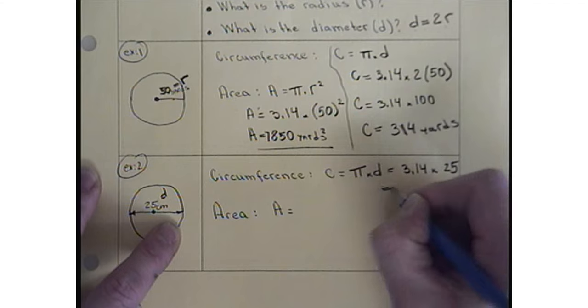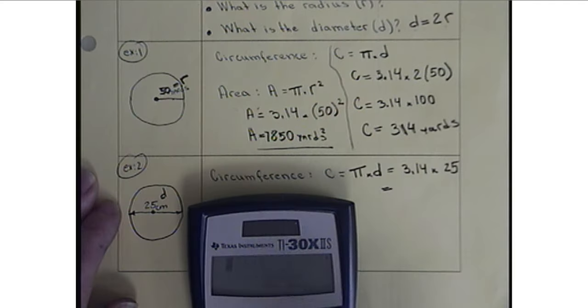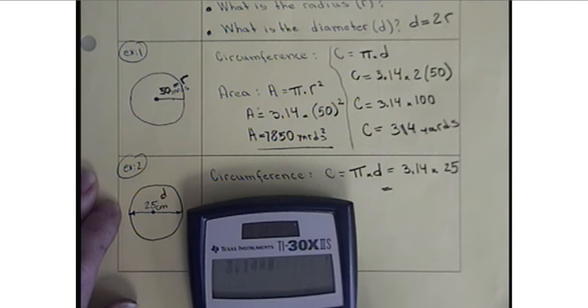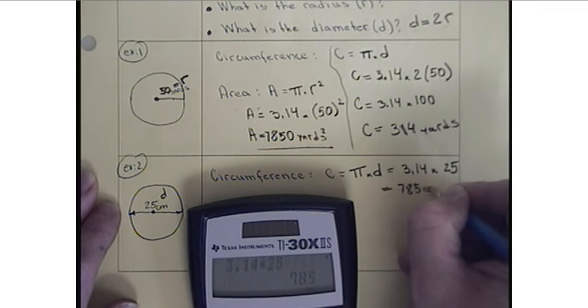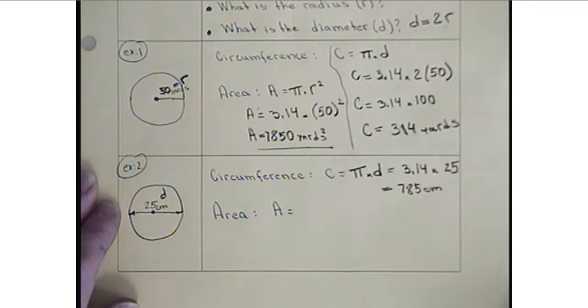So this is pretty easy to solve. We just multiply 3.14 times 25. And the answer will be 78.5 centimeters. And we're done with the circumference.